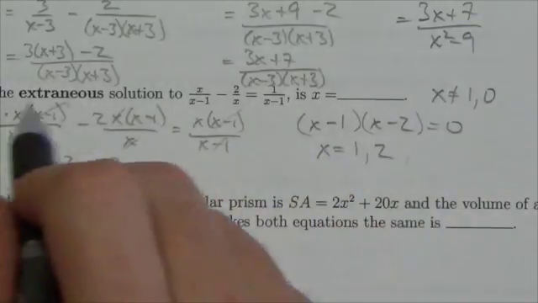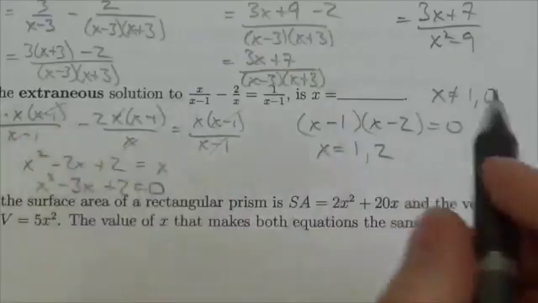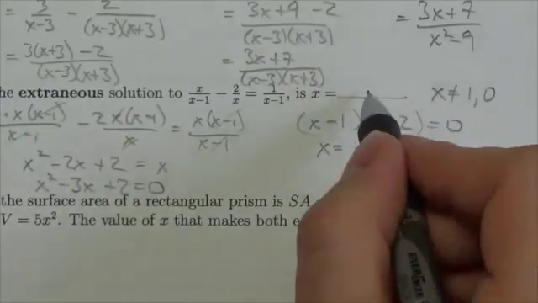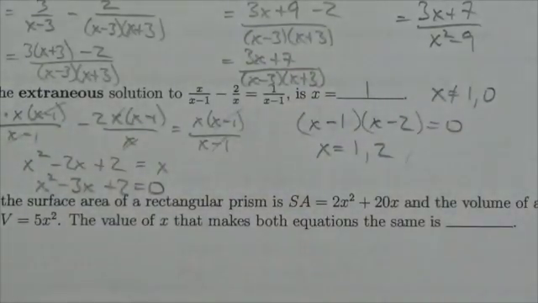Now, the question was asking for the extraneous root. 1 is a non-permissible, so that makes it the extraneous root.